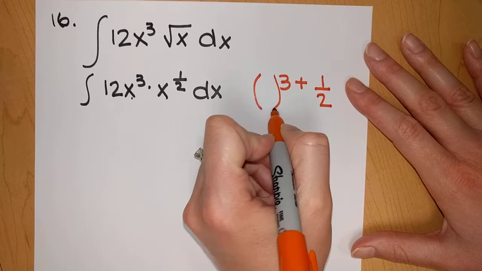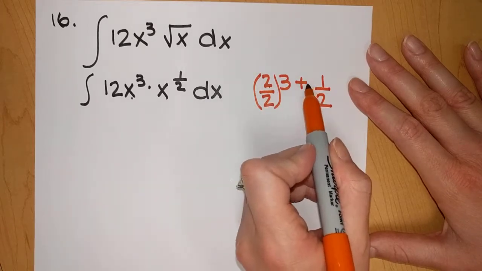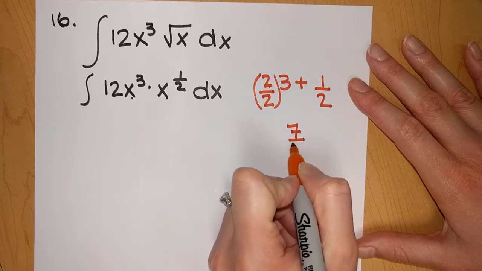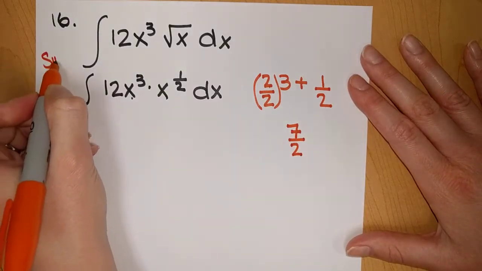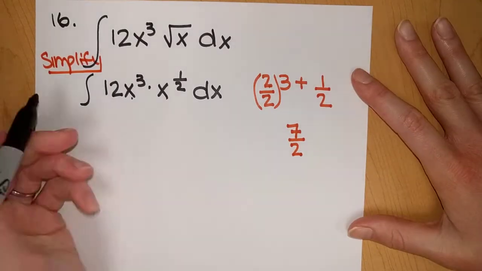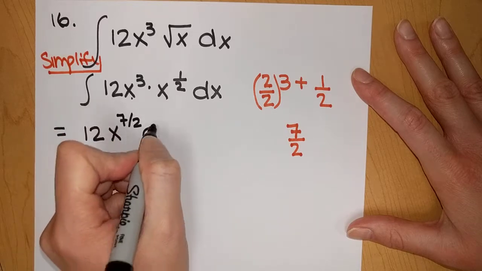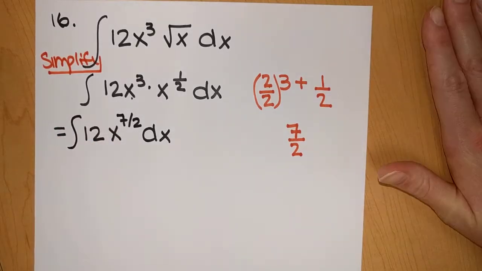The 3, of course, will get a common denominator of 2/2. So that gives us 6 plus 1, so we get 7/2. So this is just the simplification process. We have not actually taken an integral yet. So this will become 12x to the 7/2 dx that we are trying to integrate.